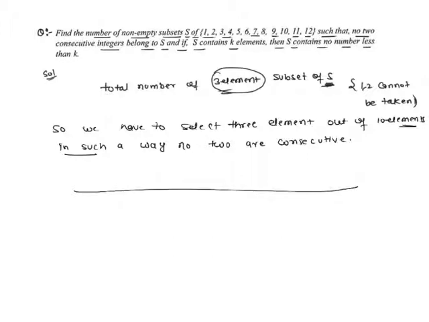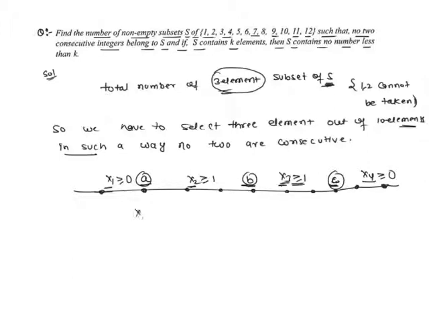We have 10 elements on the number line: 1, 2, 3, 4, 5, 6, 7, 8, 9 and 10. So 3 elements are selected, suppose A, B and C. Now these 3 elements divide the number line into 4 parts: x1, x2, x3 and x4. We know A, B and C should not be consecutive. That means between A and B there must be one number, so x2 should be greater than or equal to 1. Similarly, between B and C there must be one number, so x3 should be greater than or equal to 1. x4 and x1 can be anything, so x1 and x4 should be greater than or equal to 0.